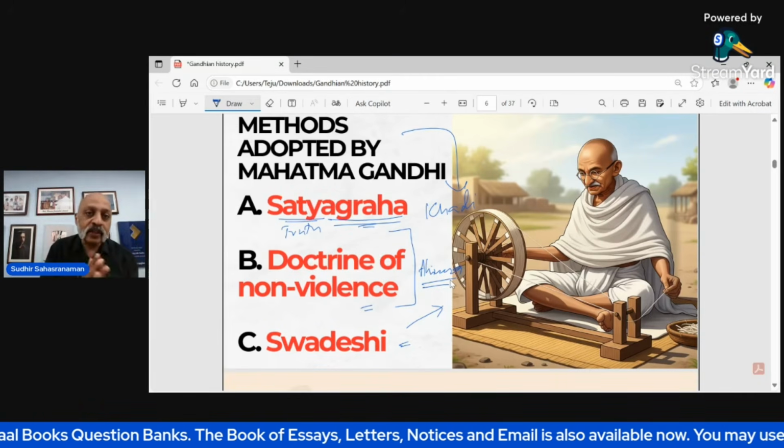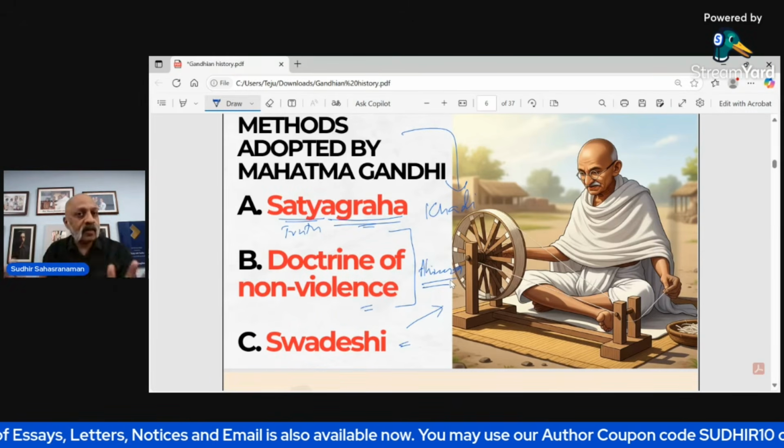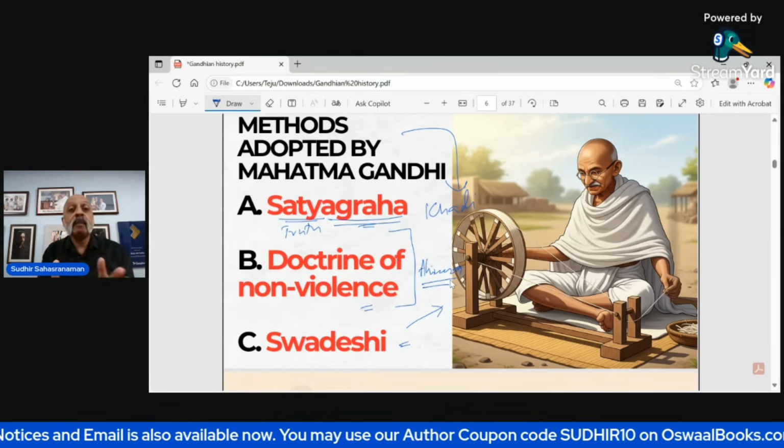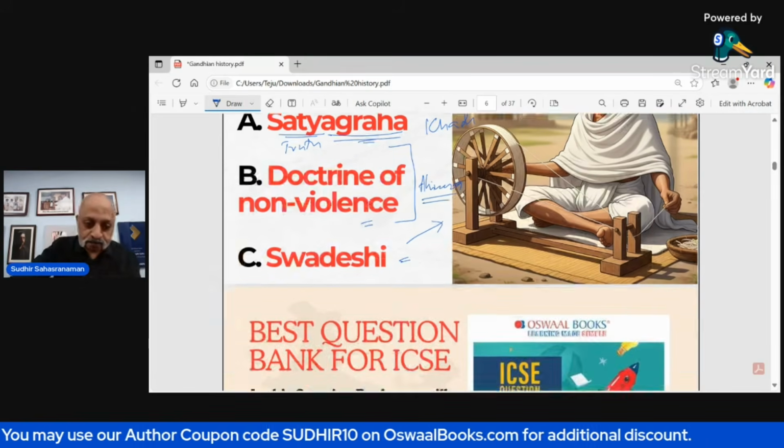I hope these methods adopted by Mahatma Gandhi are clear to you. As I said, focus on understanding. If you have clarity, I'm telling you, nothing can stop you from scoring an 80 on 80.